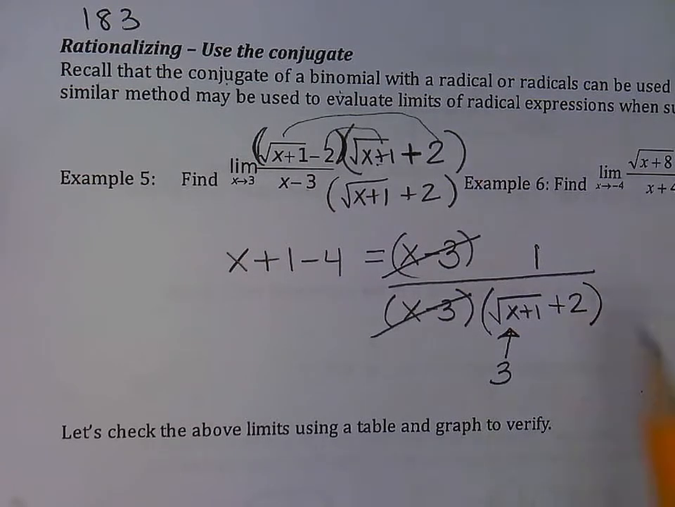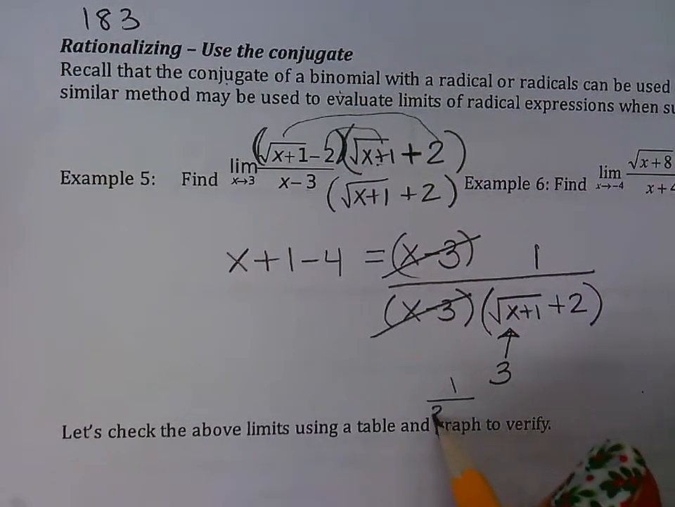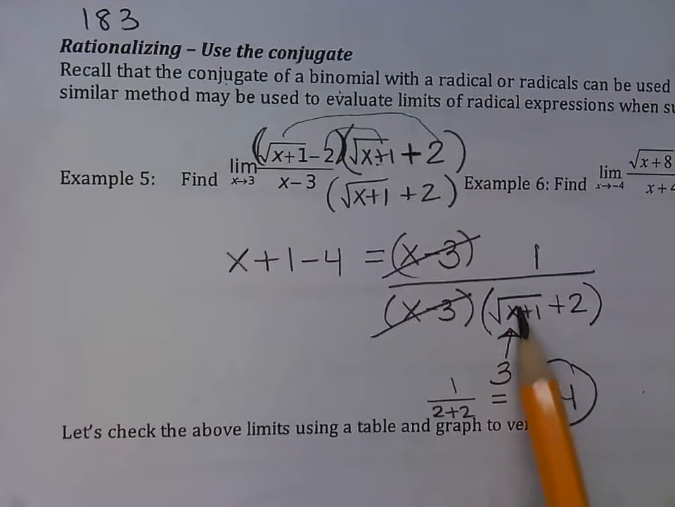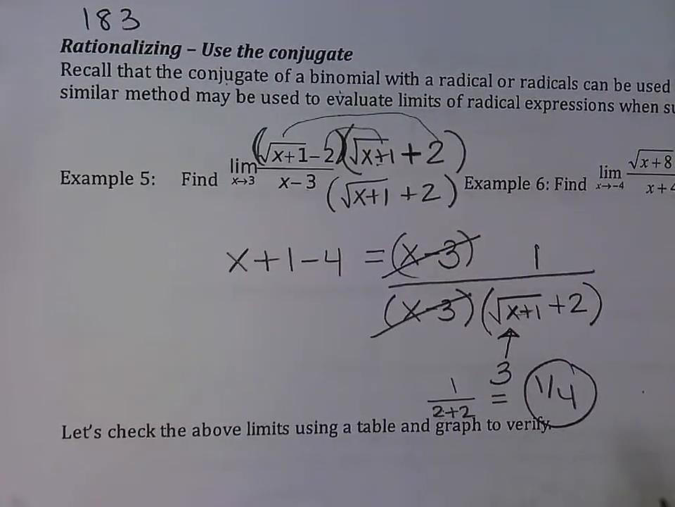So this is kind of like a hole. It's a tricky way to get rid of a hole. So you get 1 over 2 plus 2, so 1/4, because this is the square root of 4, so that's just 2. So I was able to evaluate it using conjugates.